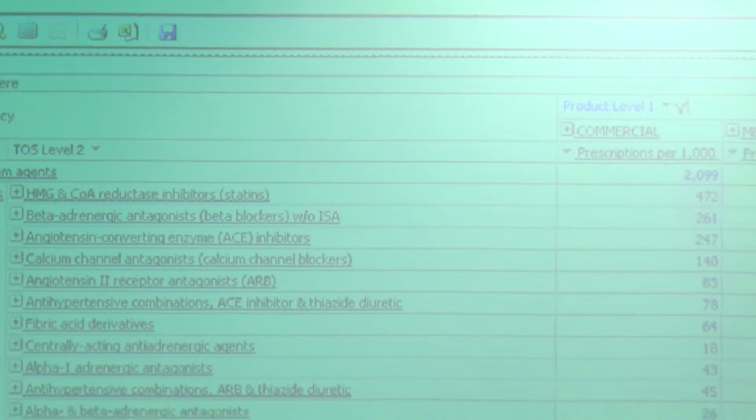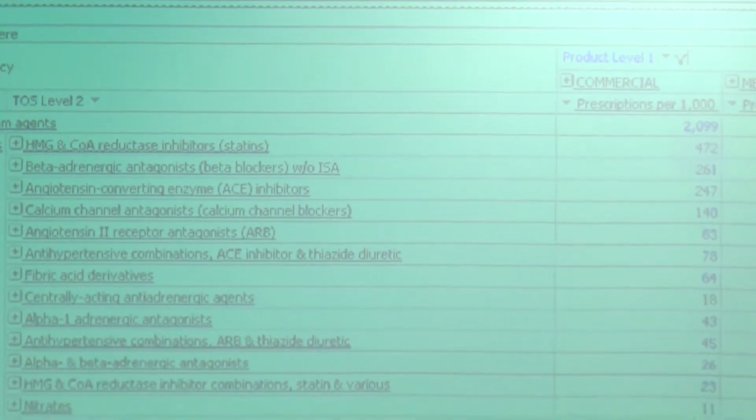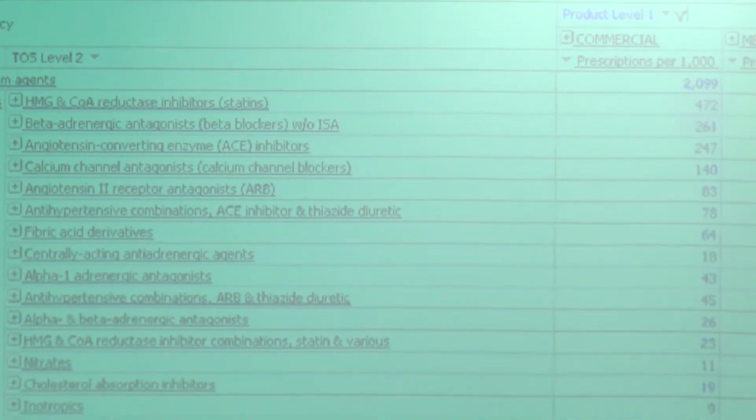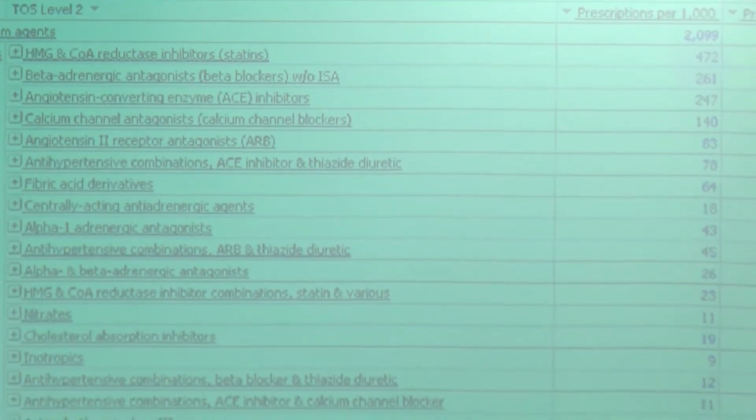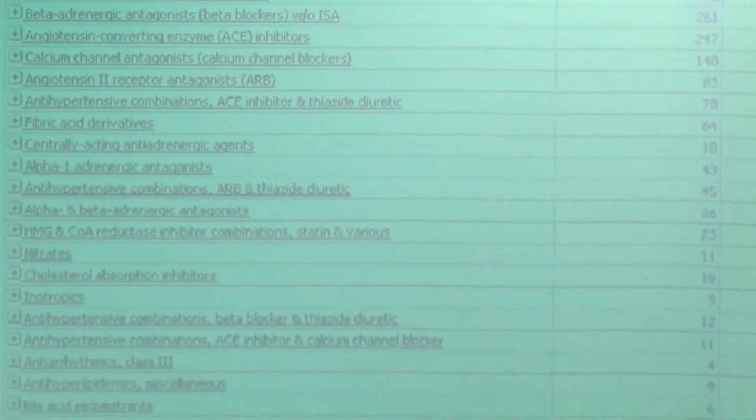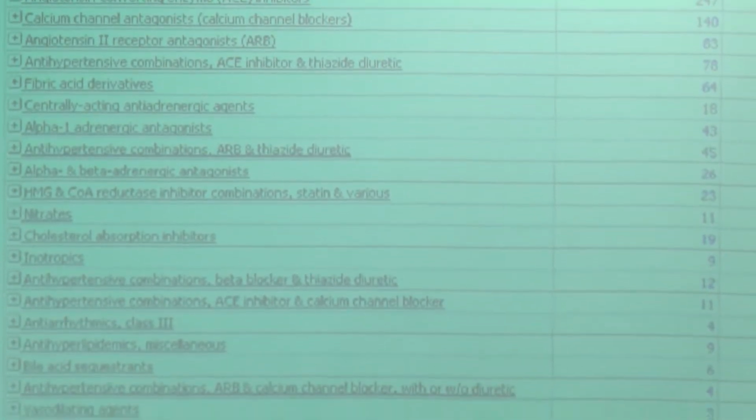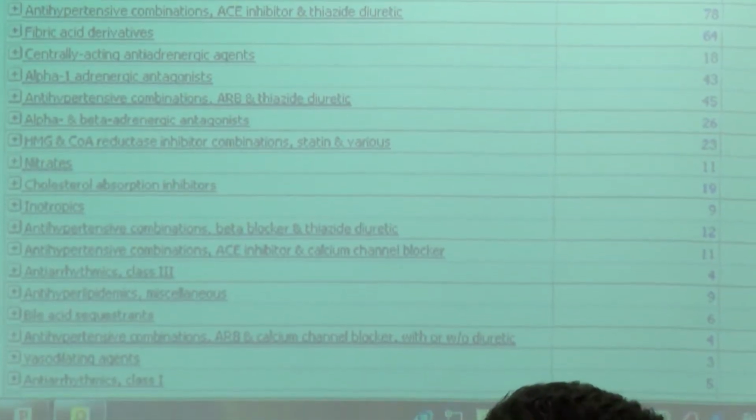Let me think about that for a second. Why would they be additive if it's per 1,000? I feel like that should be a rate. I'm going to have to take that one back. Yeah, I don't know the answer to that. We will get you an answer on that.